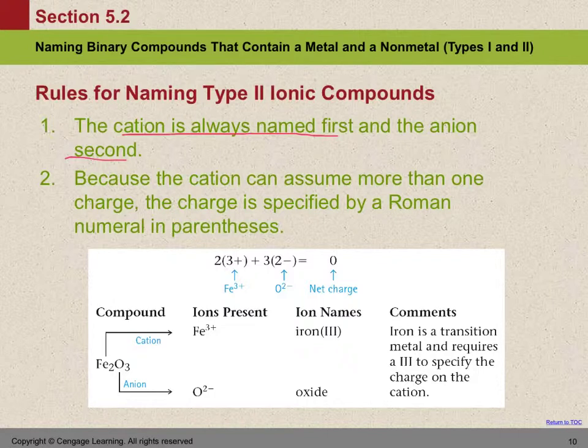So here we have iron(III) oxide, because our iron is a 3+, and our anion is oxygen, so it's oxide. And we can check ourselves. We have 2 irons with a +3, and we have 3 oxygens with a 2-, to get an overall net charge of 0. Same thing, just like in our type 1 ionic compounds, we want to have a net charge of 0.